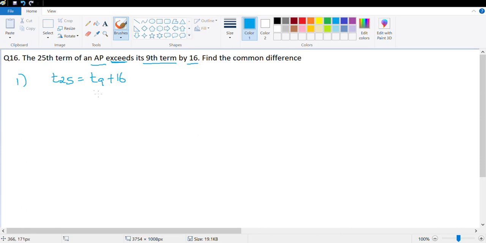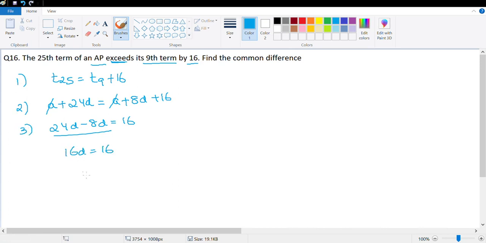We need to calculate the common difference. Let's write this in terms of A and D. So A plus 24D is basically equal to T25. T9 is A plus 8D, and there is 16 here. A and A get cancelled, which means 24D minus 8D is equal to 16. 24 minus 8, that's 16D is equal to 16. Therefore, D is equal to 1. So the common difference in this question is 1.